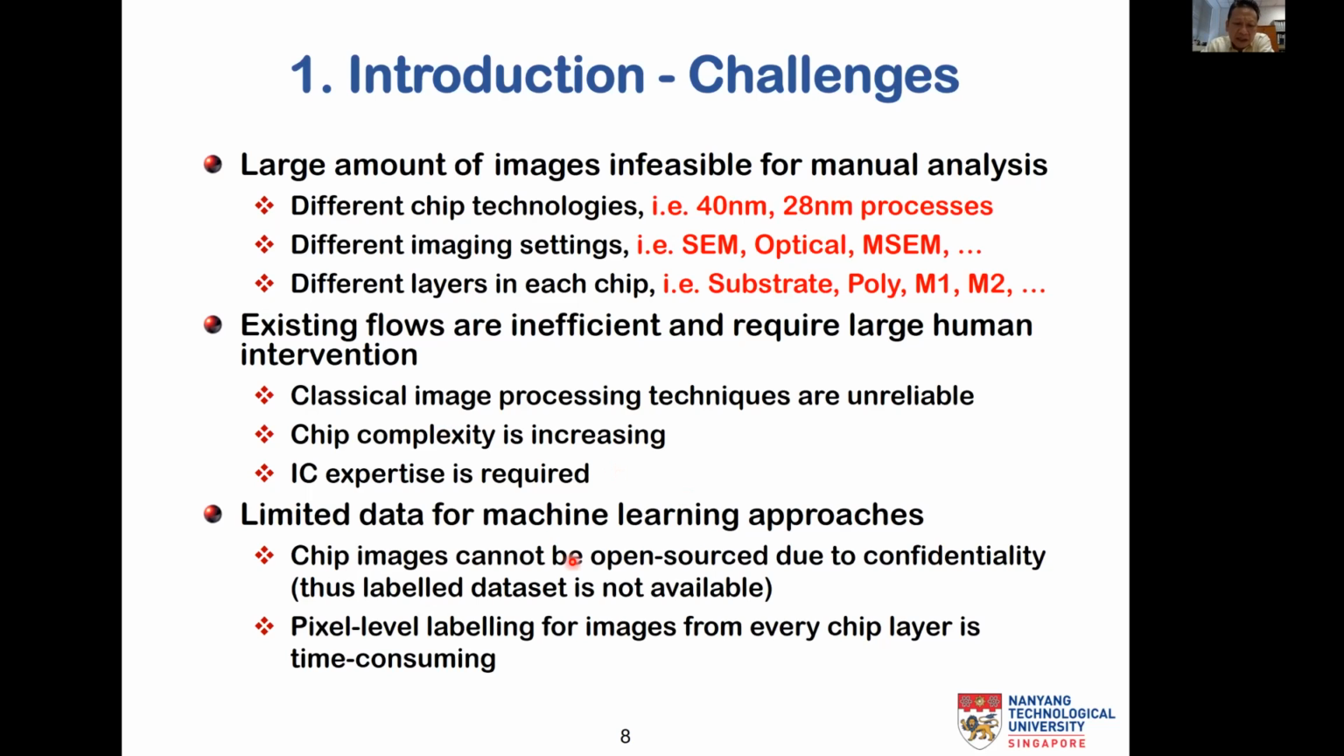And also, we have a limited number of machine learning approaches. Here, the chip images usually are not open source due to confidentiality, because most manufacturers will not show you their so-called chip images. Second, pixel level labeling of images for every chip layer is time consuming. Here, pixel level labeling means that you go to the images and particularly label this is a via and this is a metal.